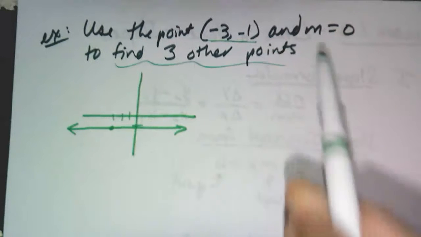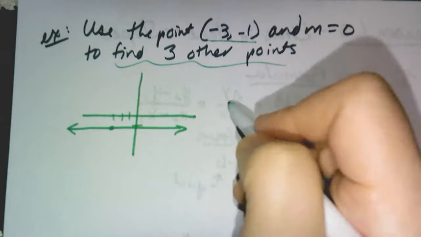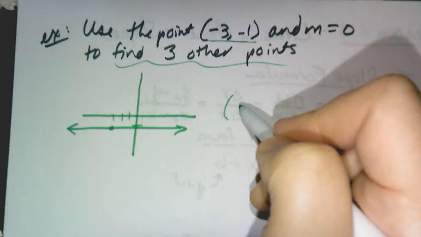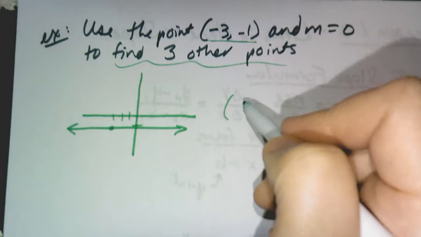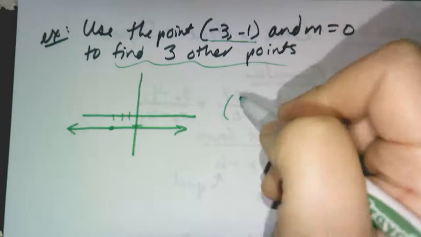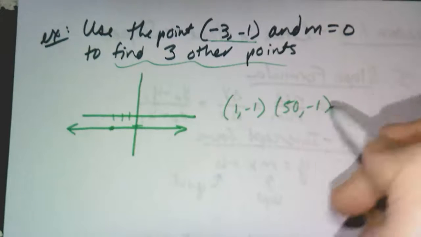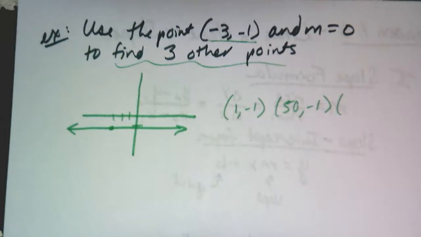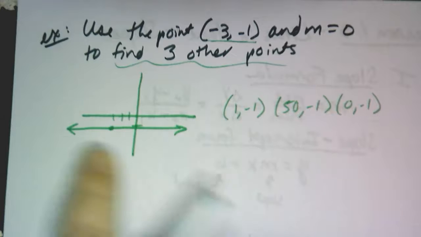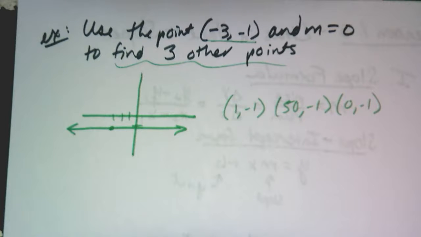Find me 3 other points now that are on that line. Give me any 3 other points right now. -1 and 50, 0. 50, -1. Yes. 0, -1. Okay. Notice again, your horizontal line, the y would always remain the same. So something very easy there.